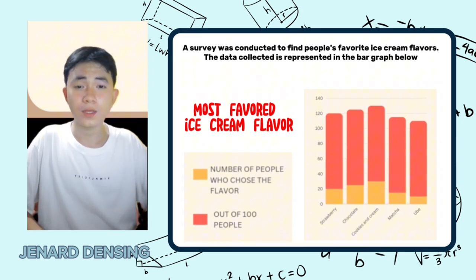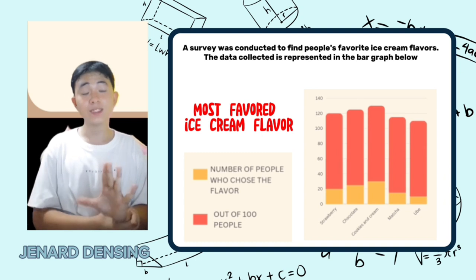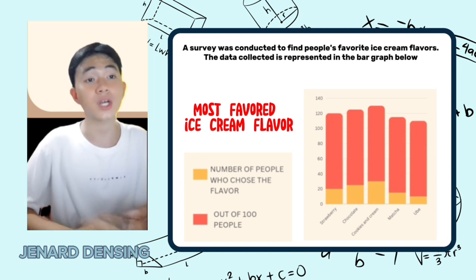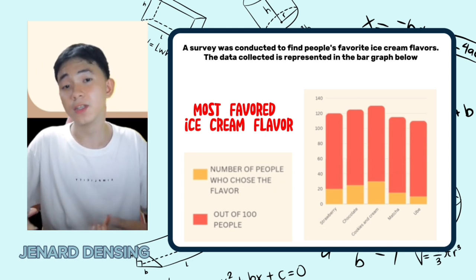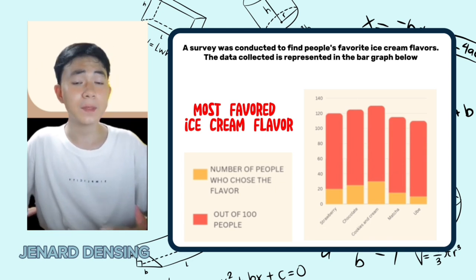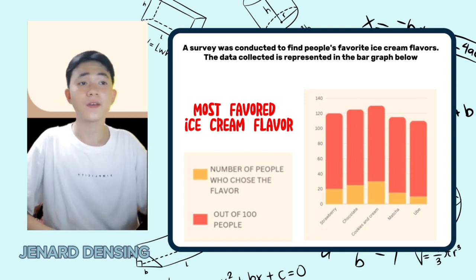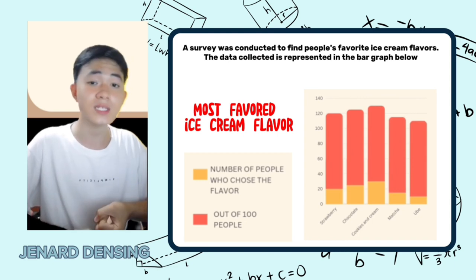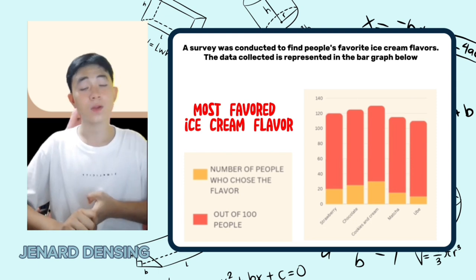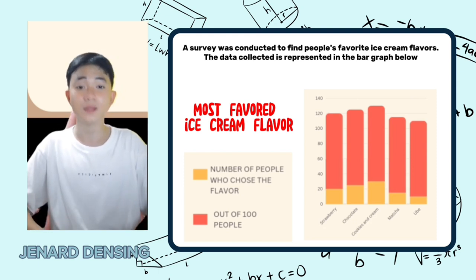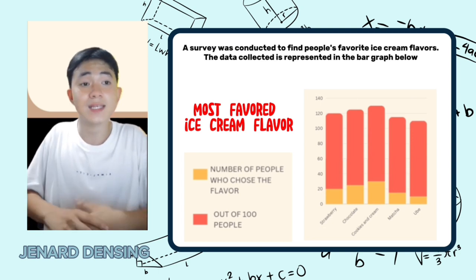According to the bar graph, we have 5 different flavors, namely strawberry, chocolate, cookies and cream, matcha, and also ube. As you can see in the bar graph, 20 people chose strawberry as their most favorite ice cream flavor. We have 25 people who chose chocolate, 30 people who chose cookies and cream, 15 people who chose matcha, and last but not the least, 10 people who chose ube as their most favorite ice cream flavor.